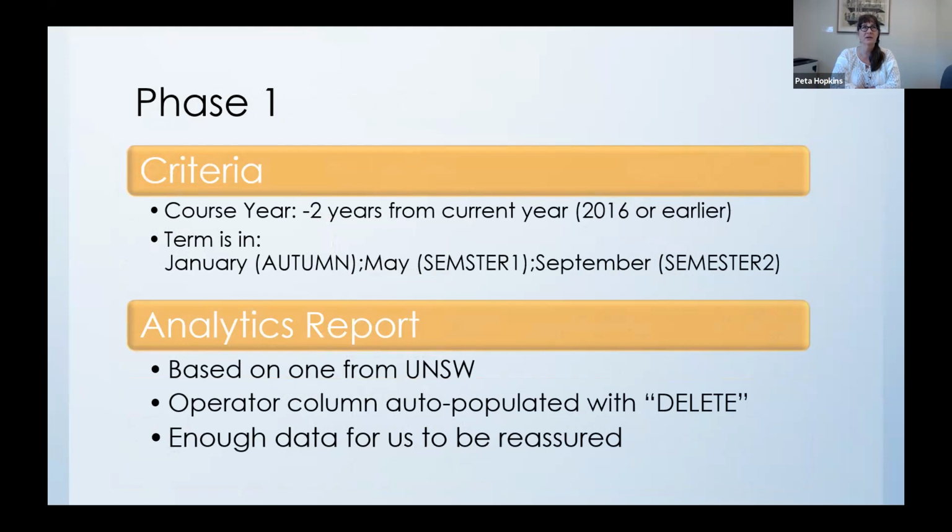The analytics report that we used for this was based on one that University of New South Wales shared with us some time ago, and which I believe they don't use. We did some work on that to customize it for our own purposes and to make sure that it matched exactly what we needed in the file template and that it contained the data that we wanted. So for example, the operator column, we auto-populate with the word delete. So we don't have to do that post-production, if you like. We also include enough data in that file for us to be reassured when we look at it ourselves and eyeball it to make sure that we're comfortable we're not going to delete important things. So even though they're not mandatory fields, it's there for us for sanity checking.